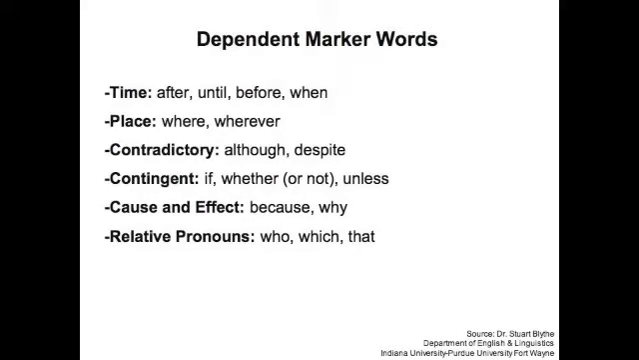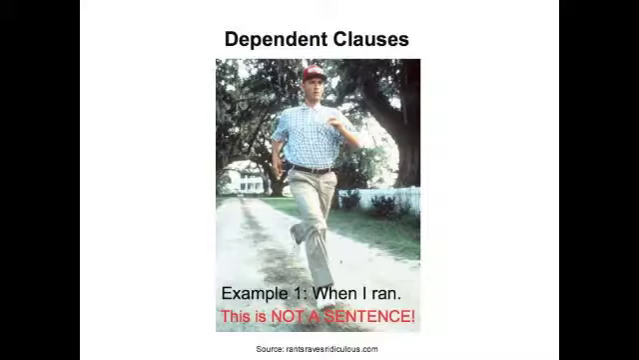So, what's the difference between an independent clause and a dependent clause that makes one a sentence and one not a sentence? Actually, the only difference between a dependent clause and an independent clause is a dependent clause has a dependent marker word on it. Dependent marker words are words that indicate time or place, as well as contradictions, contingencies, cause and effect, and pronouns. Here's a list to make it less confusing. Wait, so all we have to do to make a dependent clause into an independent clause is take away the marker word? Exactly. Take a look at this example.